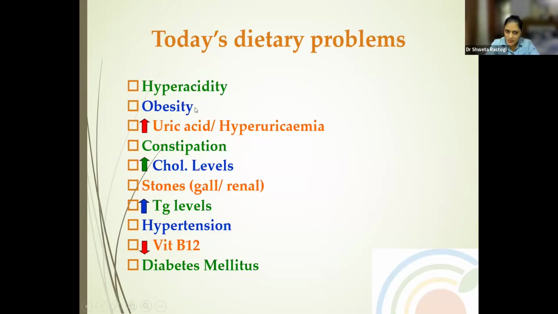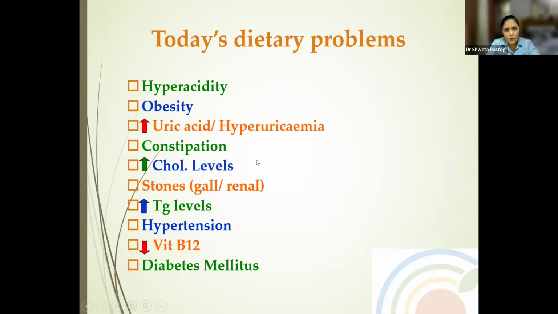Next is obesity. When we refer to obesity, it is the excess amount of fat in the body. You should never judge a patient when he or she says, I am healthy, or I am overweight, I am obese. Sometimes patients have their own perception of obesity. So always check their weight, and if possible, body fat percentage, if not at least BMI, so that you are able to categorize the patient as obese or overweight. Next is high uric acid or hyperuricemia. How do you manage this, and why is this happening? We will be covering in one particular slide.